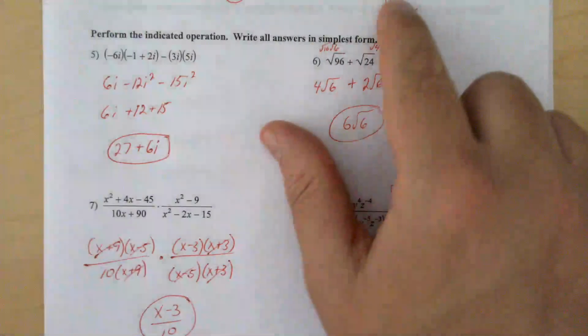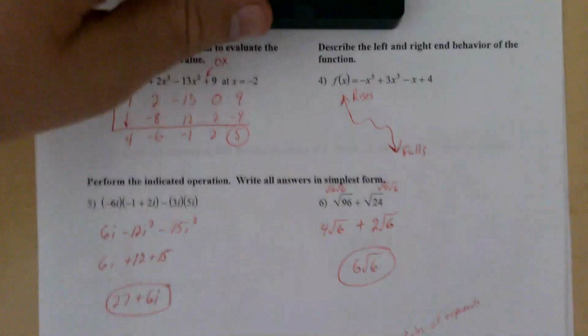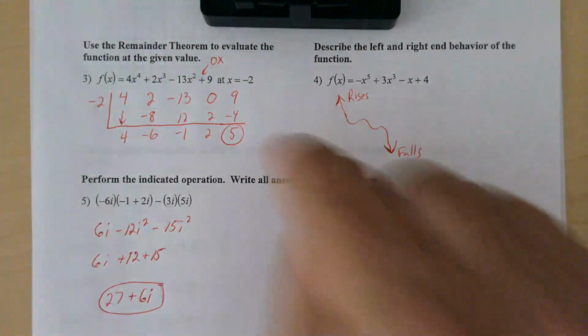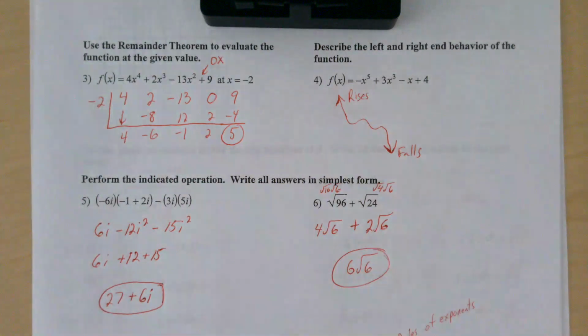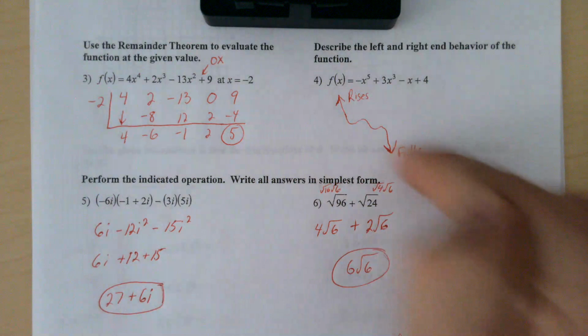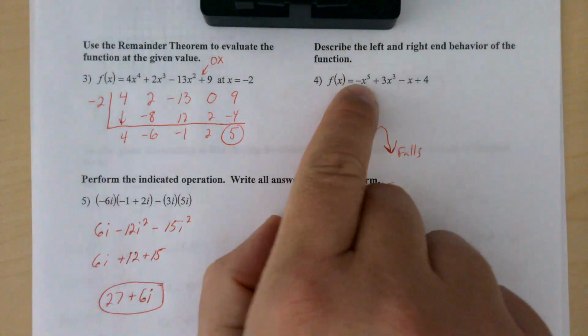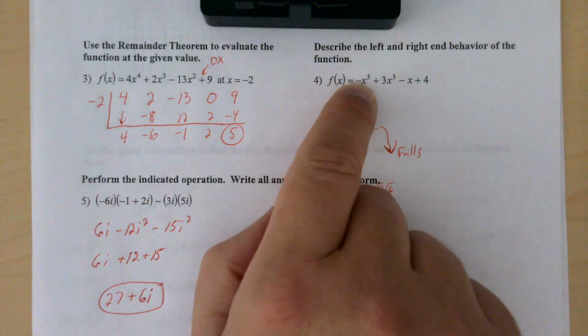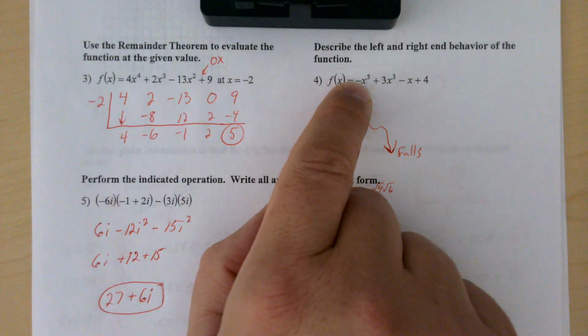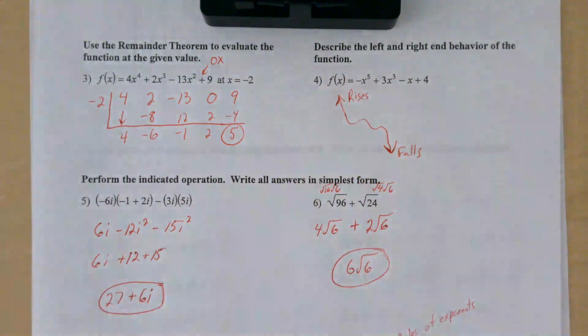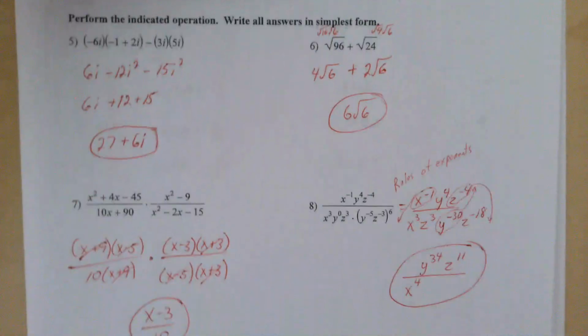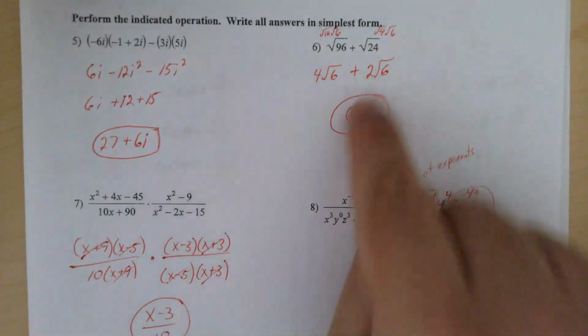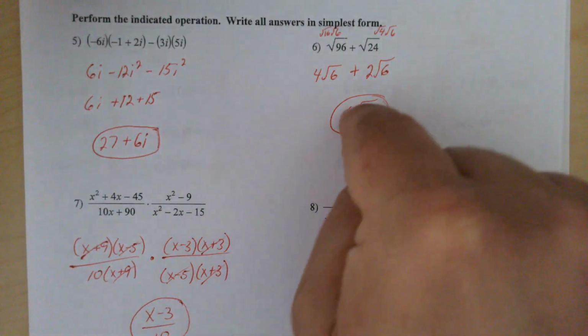Okay, this we should know, the rise and fall. I know it's in opposite directions because it's an odd exponent. I also know it's going to fall like this because there's a negative number in front. So when I'm looking at end behavior, all I'm concerned with is the leading coefficient and the degree of the polynomial. Again, you should be able to reason this out.